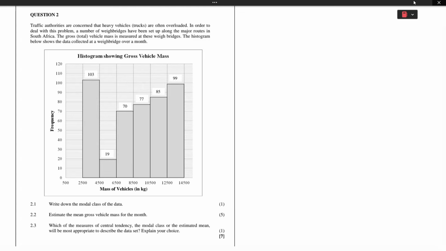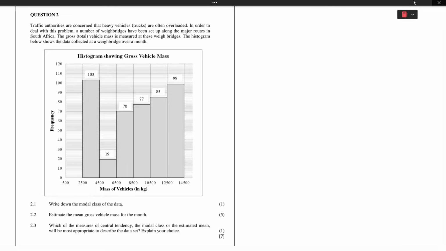Now, in this question, traffic authorities are concerned that heavy vehicles, trucks, are often overloaded. In order to deal with this problem, a number of weighbridges have been set up along the major roads in South Africa. The gross, which is total vehicle mass, is measured at the weighbridges. The histogram below shows the data collected at a weighbridge over a month. So that is the information that we have.